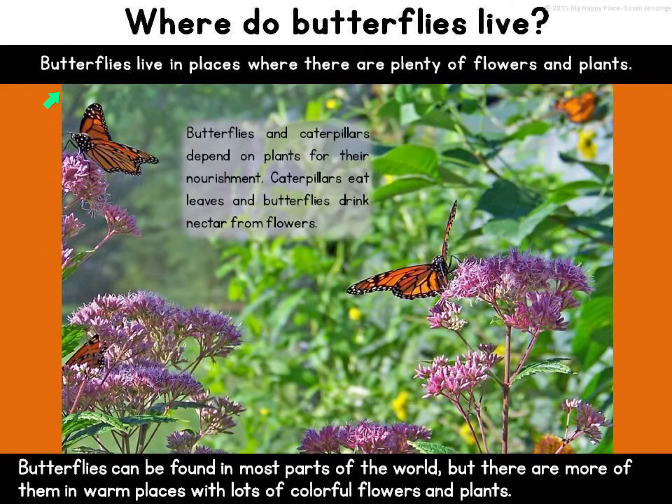So where do butterflies live? Well, butterflies live in places where there are plenty of flowers and plants. Good to know. Butterflies and caterpillars depend on plants for their nourishment. That word nourishment means how they survive, their food and water. Caterpillars eat leaves and butterflies drink nectar from flowers. Butterflies can be found in most parts of the world, but there are more of them in warm places with lots of colorful flowers and plants.